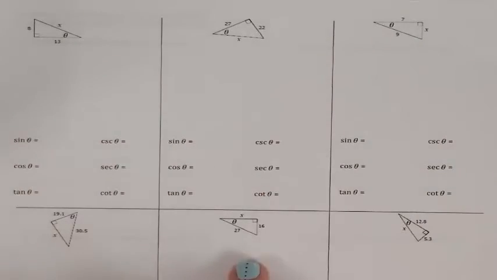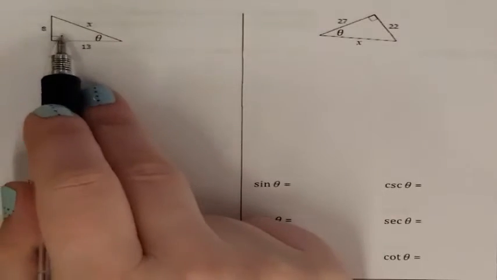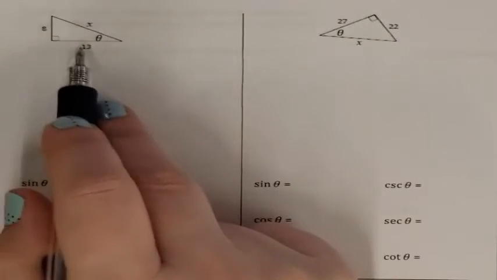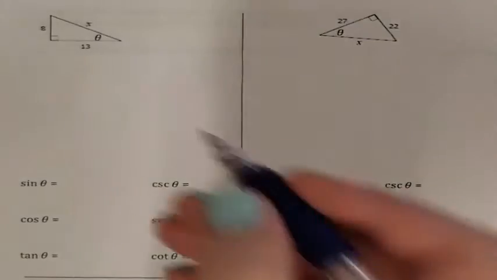There are 6 problems left on the page for independent practice. Let's go ahead and take a closer look at those. Looking at our first problem, this is a right triangle where I do know 2 sides, but I don't know the third side length. I need to know all 3.